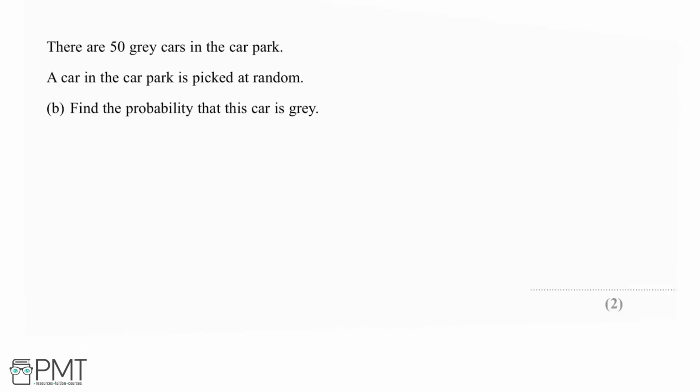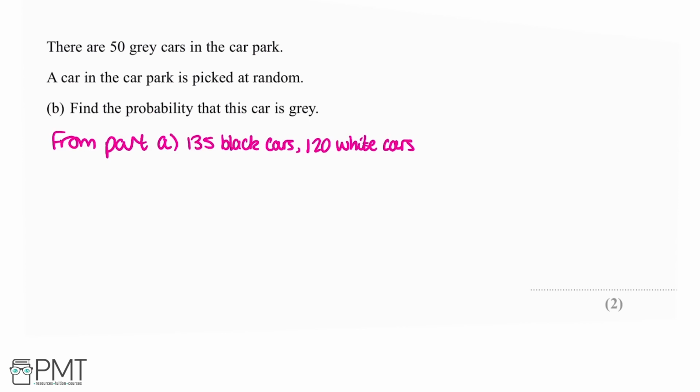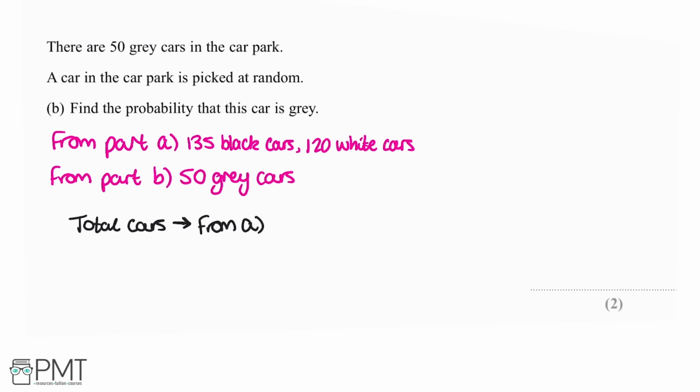We're now told that there are 50 grey cars in the car park, and a car in the car park is picked at random. So we need to find the probability that the car is grey. So from part A, we know there are 135 black cars and 120 white cars. And from part B, now we know there are 50 grey cars. So if you remember from part A, we had that 90 degrees is 135 cars.